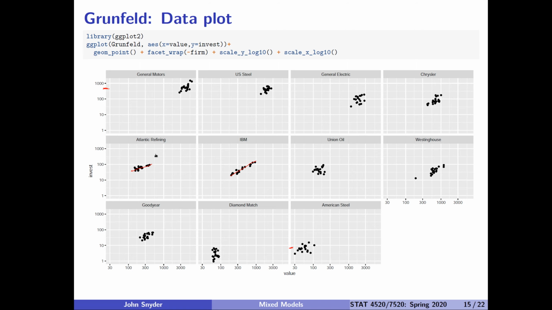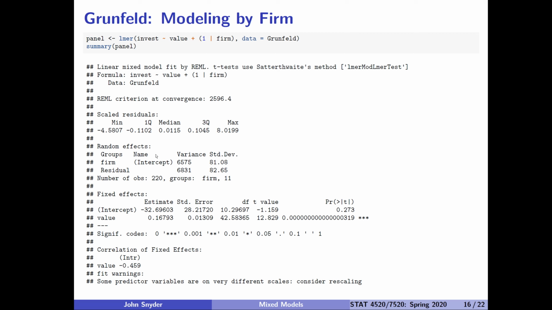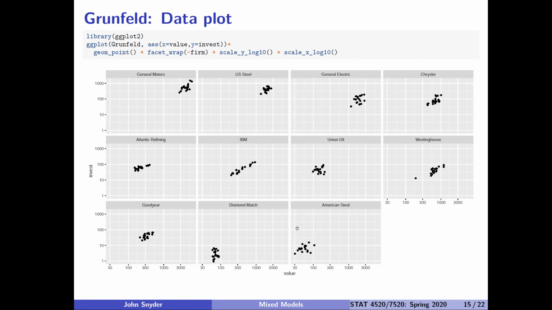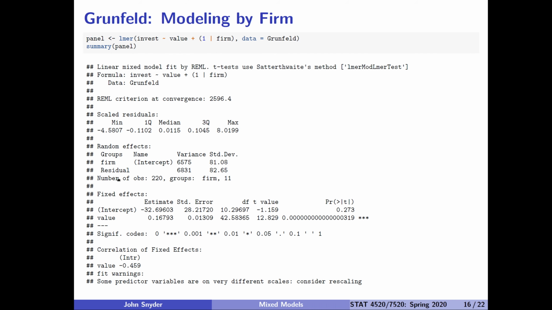To fit this model, we do what we've been doing already. We say I want to look at investments as a function of value, and then I'm going to have a random intercept according to the firm. What we get out is a coefficient estimate for the relationship between value and investment that is positive, significantly so, which is what we expect. Even though not all of them have a very strong relationship, generally speaking there is a positive relationship between them. So we end up with a positive fixed effect estimate for that coefficient, but that slope is the same for every firm. And then we have our firm random effect, which is a random intercept.